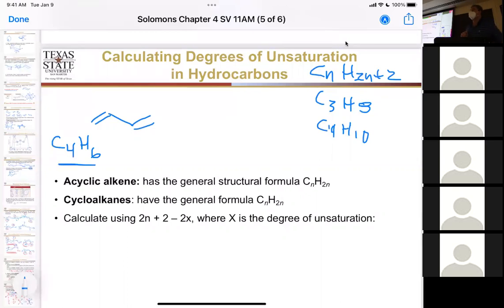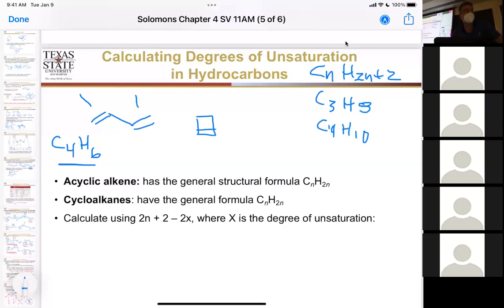We only have 6. So if we calculate out the number of hydrogens that are missing, we can look at how many bonds we have. Because we have 4 hydrogens missing, that means we have to have 2 pi bonds, or 2 rings, or a ring and a pi bond. So we could have something like this with a double bond, because the ring takes up 2 hydrogens and the double bond takes up 2 hydrogens. In this case, each of those double bonds takes up 2 hydrogens.